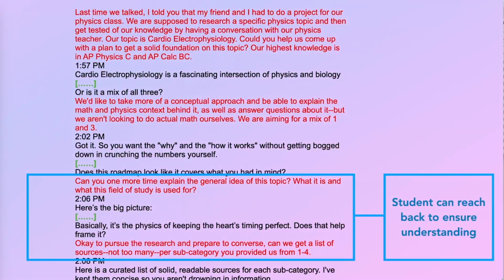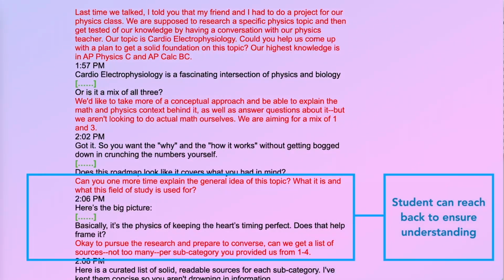So, if you're worried about AI doing all the work, it really doesn't work that way. Here they say, can you one more time explain the general idea? In other words, they got into it and they were a little confused. This is after a lot, because if you look in this, the red is the students, the black is the AI, and the green dots, that's all sorts of stuff that I've deleted from the file because I didn't want to have to page through it, really.